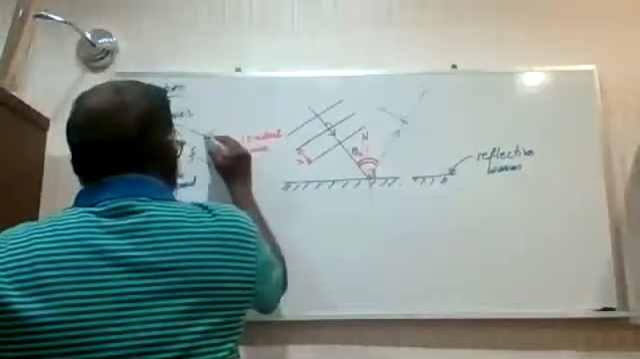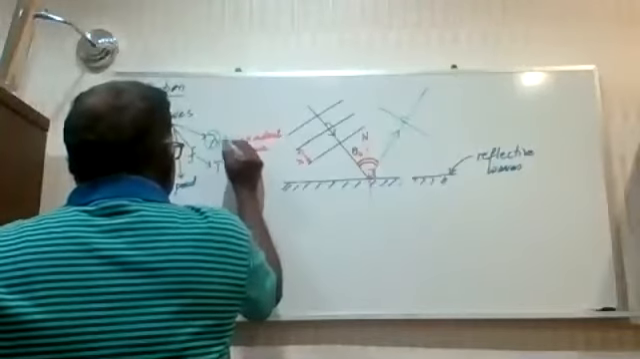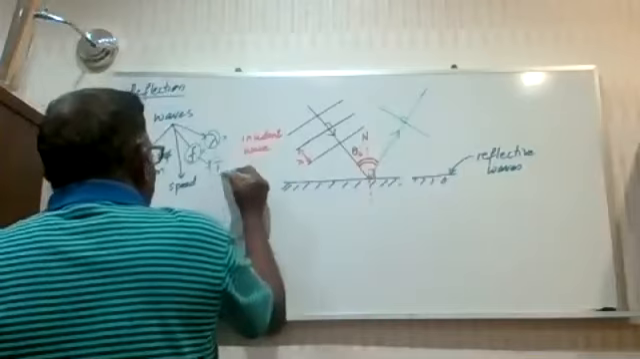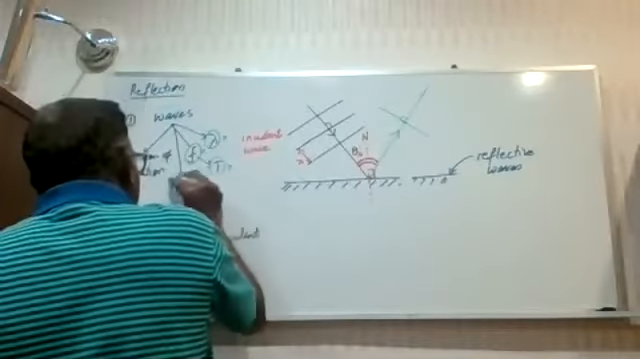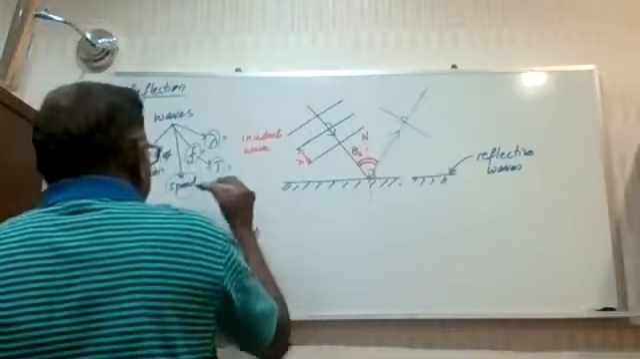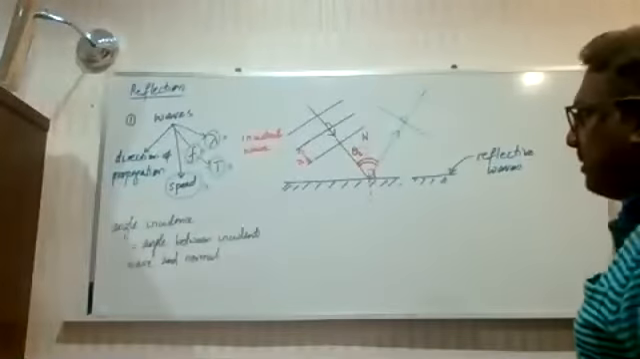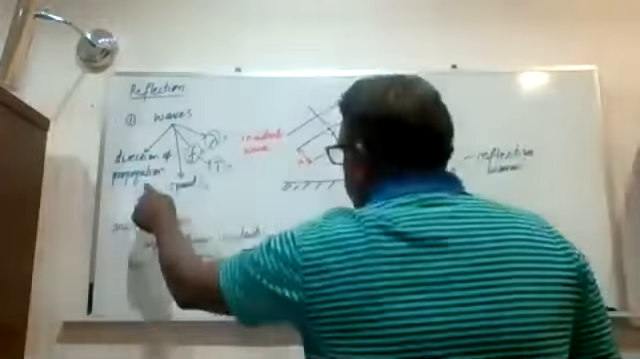Remember, the wavelength does not change. No change on the wavelength, no change on the frequency, no change on the period, and no change on the speed. So all these will not change. But you can see the direction of propagation.